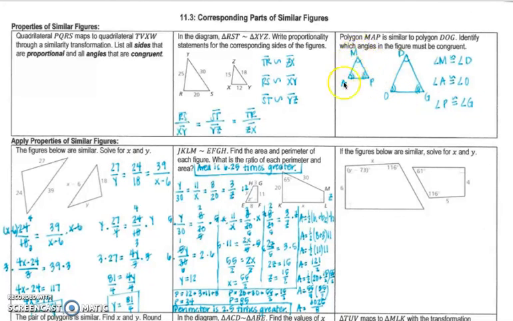So polygon MAP and polygon DOG. Again, the naming sequence tells me what corresponds to what. So I know that in my figure, angle M is congruent to angle D. I wrote that here. Angle A is congruent to angle O, and angle P is congruent to angle G. All of my corresponding parts map to each other. If you wanted to complete example 1, I would recommend that, but that's how you write your proportionality statements or your congruence statements for angles.